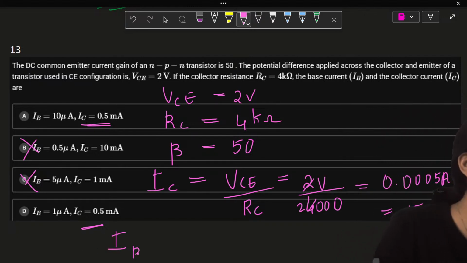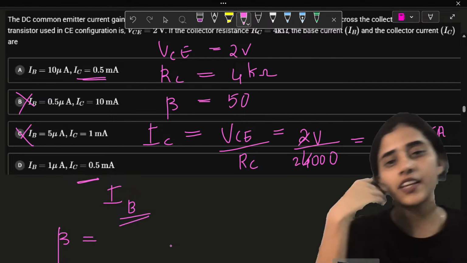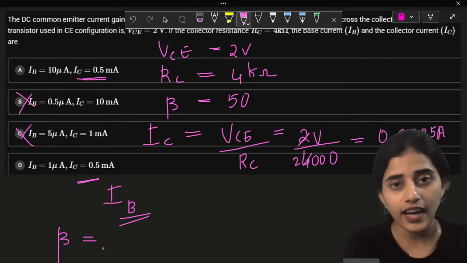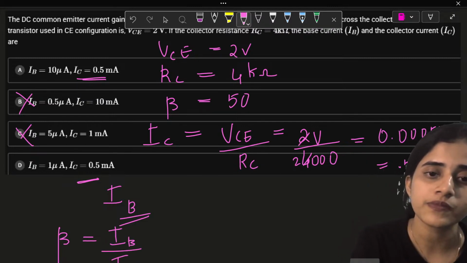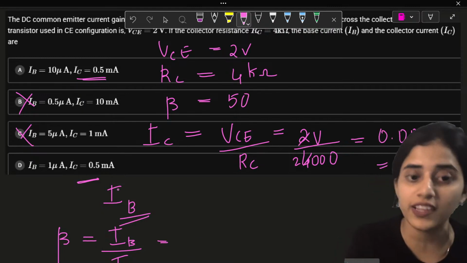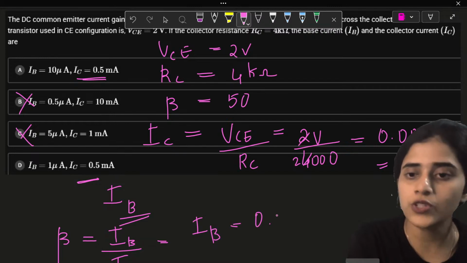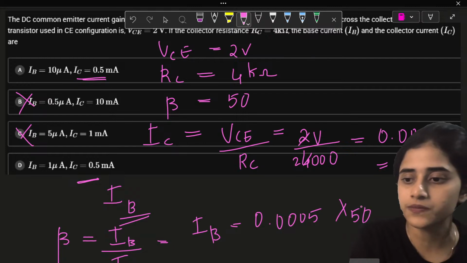So to find out IB, what will I do? Beta, which is the current gain, is basically the ratio of collector current to base current. Current gain is IC by IB. Now I don't have IB. I have to find out IB. So what would IB be? 0.0005 into 50.